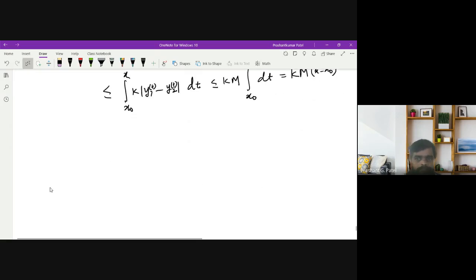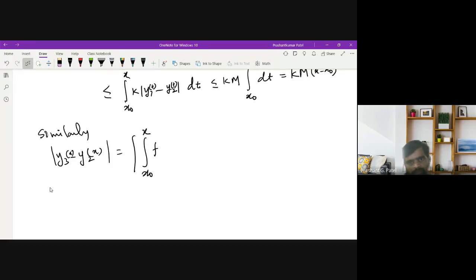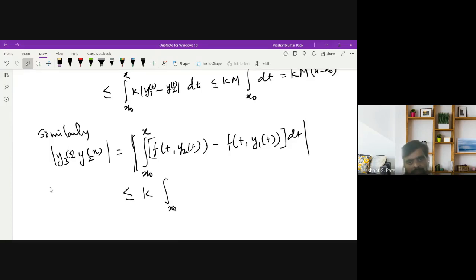Similarly, what is y3 minus y2? By the same argument, this is the integral from x0 to x of f(t, y2(t)) minus f(t, y1(t)) dt. The modulus of that is less than or equal to, by the Lipschitz condition, k times the integral from x0 to x of mod of y2(t) minus y1(t).